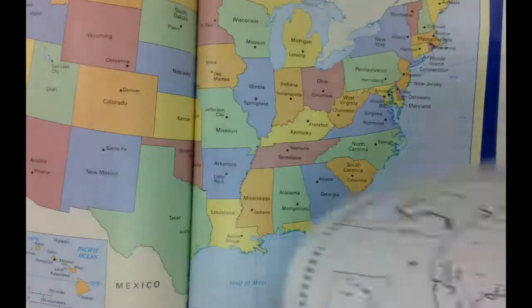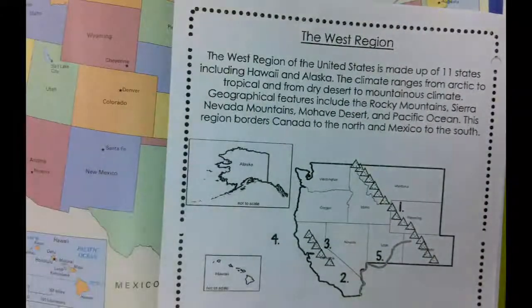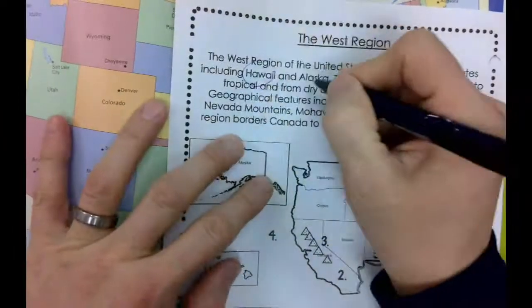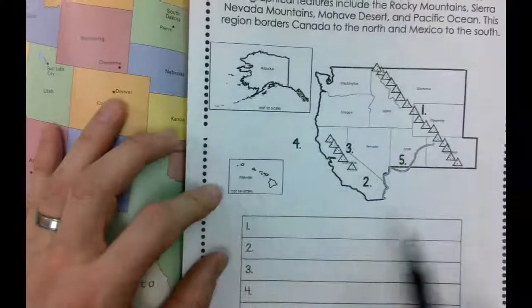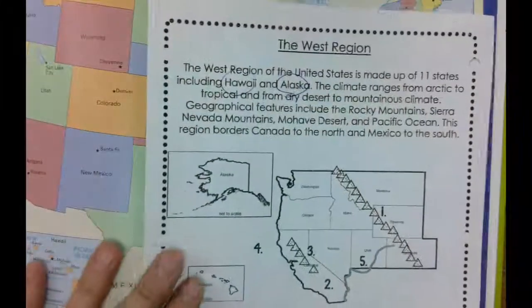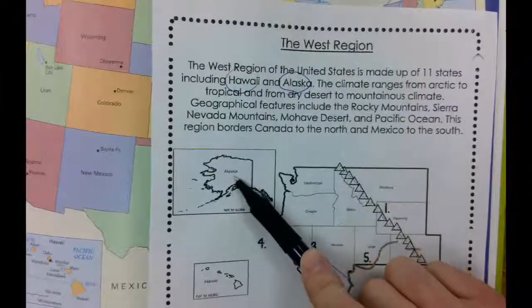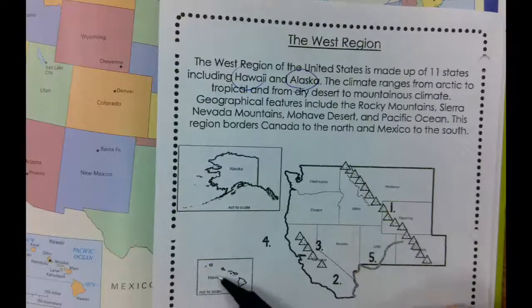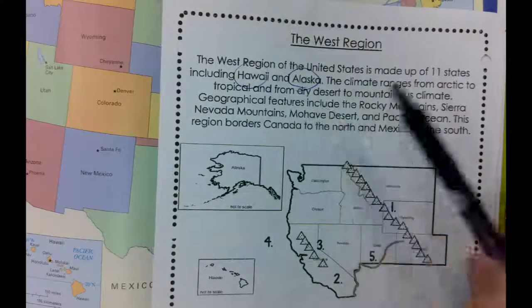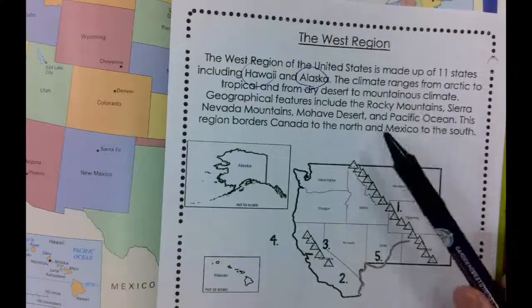The West. The West region of the United States is made up of 11 states, including Hawaii and Alaska. So here's Alaska, here's Hawaii. That'll help you when you flip it over to the other side. The climate ranges from Arctic, Alaska's way, way, way up in Canada, to tropical, that's Hawaii, from dry deserts, this area over here, to mountainous climate.